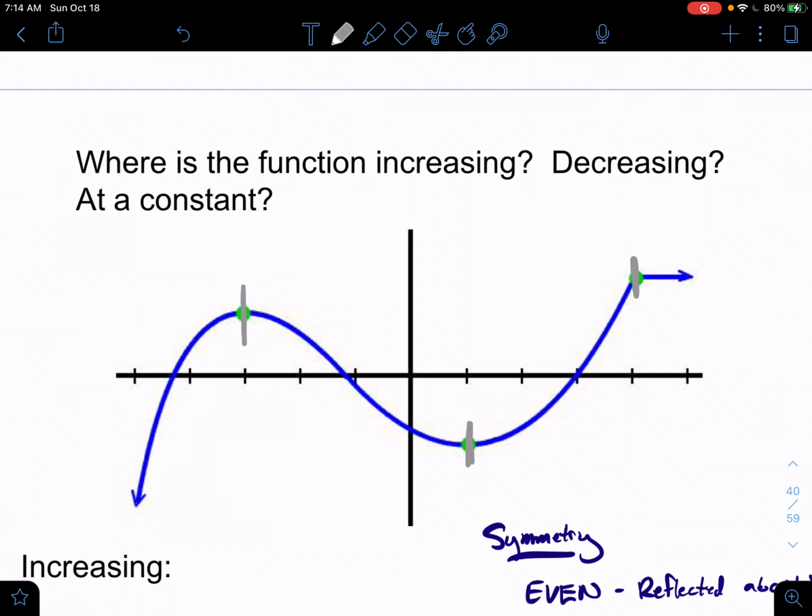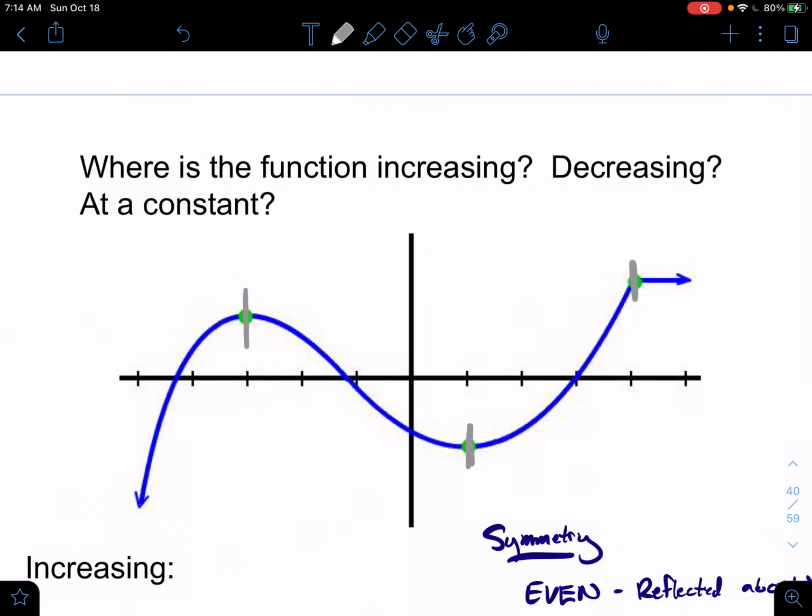So looking at our graph, remember, increasing and decreasing are always determined from left to right. So from left to right, we can see that our graph rises on this interval. So this is where we are increasing. And then in between here and here is where our graph starts to decrease. It goes down. And then we increase again. And then finally, over this way, our graph just stays flat. So this is where we are constant.